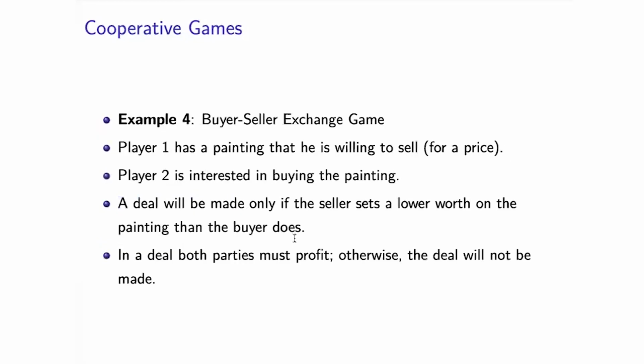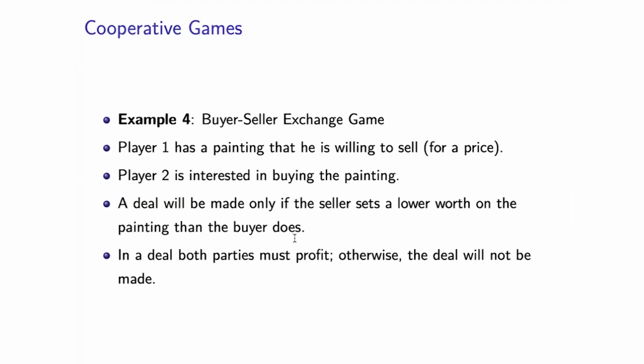Okay, let's look at some more examples. Here I'm going to first discuss verbally what is going on, and then we'll think about how to translate that mathematically. So this is the simplest possible version of a buyer-seller game. Imagine that you have two players. Player 1 has a painting that he is willing to sell, of course, for a price, not for free. And player 2 is interested in buying the painting, okay?